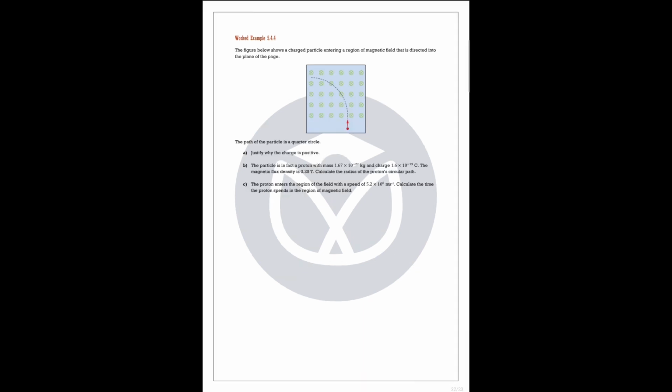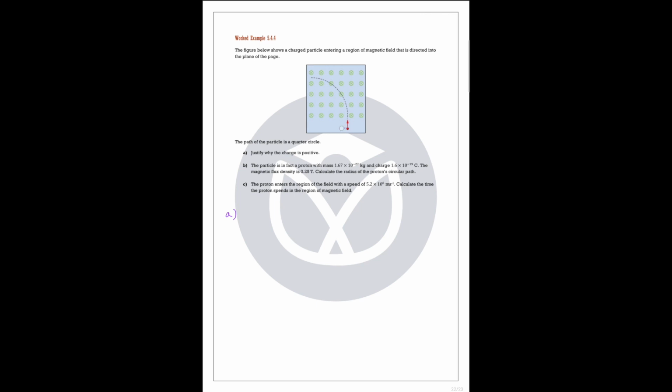In this question, the figure below shows a charged particle entering a region of magnetic field that is directed into the plane of the page. The path of the particle is a quarter circle. So first, justify why the charge is positive. The first thing we can see is that the quarter circle path is towards the left side. So the net force on the particle has to be towards the left.